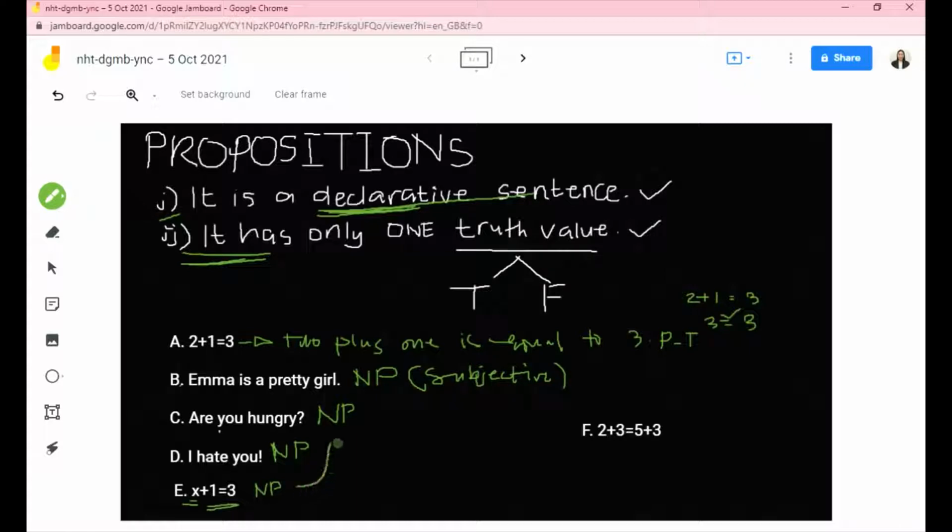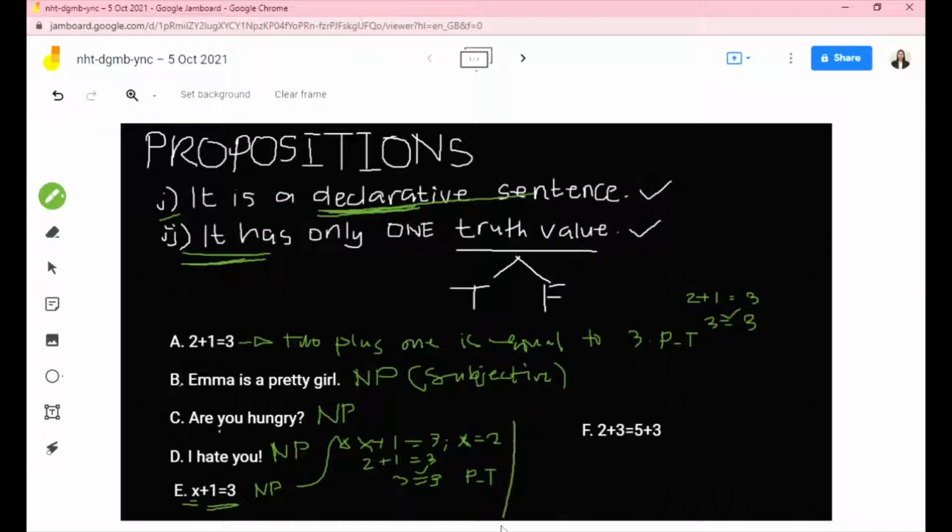So this will only be true if, for example, x plus 1 is equal to 3 such that x is equal to 2. Substituting 2 to x, we have 2 plus 1 equals 3, so 3 is equal to 3. So this can be a proposition and its truth value is true.